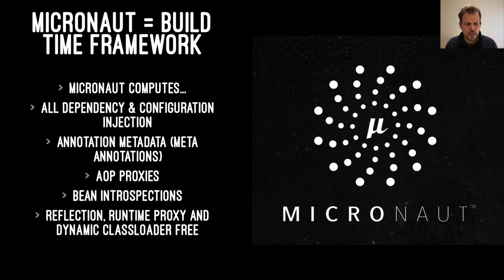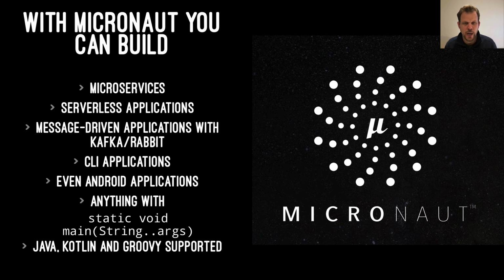This means that Micronaut is great for a variety of use cases, including things like microservices and serverless applications, but also message-driven applications with Kafka, RabbitMQ, or even JMS in the recent versions. Command line applications are also a great way to use Micronaut, as I'll demonstrate today. You can even use it in mobile contexts on Android. Anything that has a static void main is pretty much a good target for Micronaut.